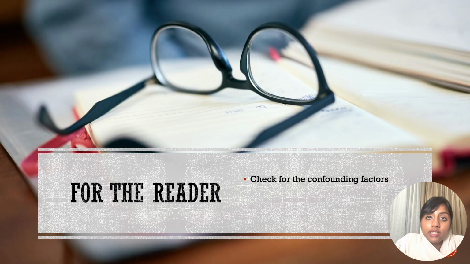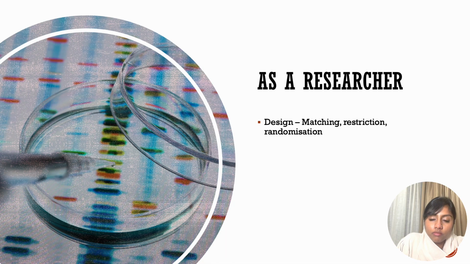And so for the reader, we need to check for the confounding factors in a study. You need to read the article in depth, especially the methodology parts, and think about what the confounding factors could be in a study. Now, as a researcher, there are a couple of things that you can do. You can design your study such that you have lessened your confounding factors, and you can adjust for them in your analysis. Some of the methods you can use while you design your study are matching, restriction, and randomization.